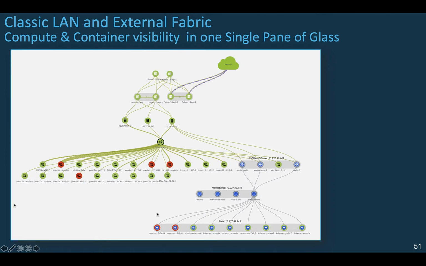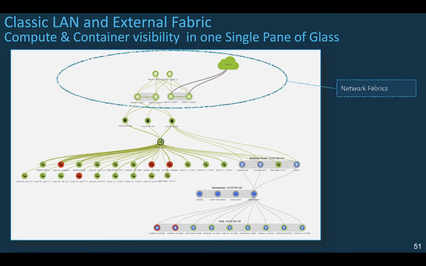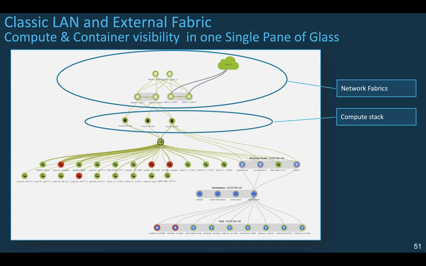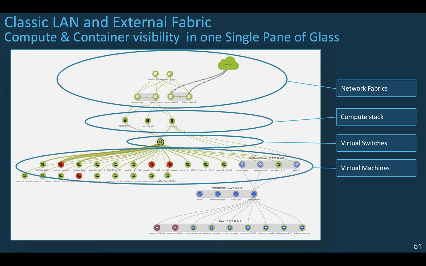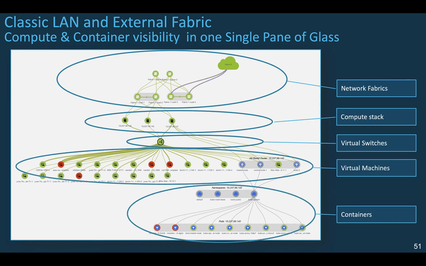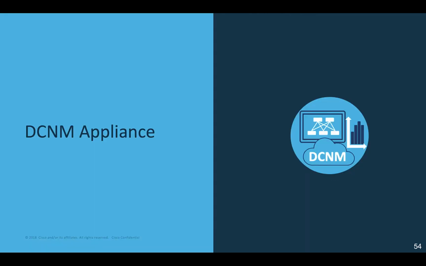This slide depicts the combination of multiple stacks or building blocks in a single topology view that DCNM can integrate and visualize. Here is the network fabric stack, if you want. Here is the compute stack, and then you go to the virtual switches, and you can see all the virtual machines, and you can see the containers, the Kubernetes containers with the different pods. Right, so this is just an example.